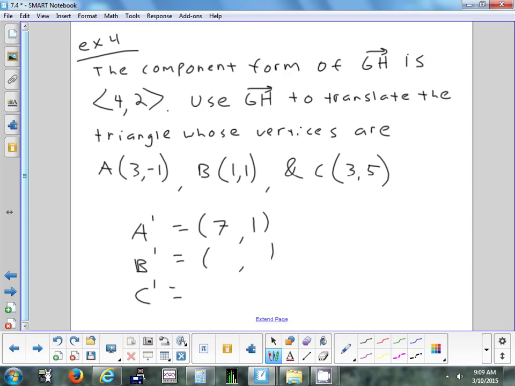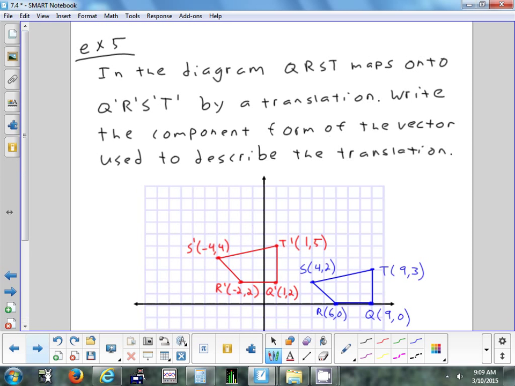Okay, how about B prime? Ariel, where would B prime be? (5, 3). Yeah, go 4 units to the right, and then go 2 units up. Okay, and C prime, go 4 units right, be at 7, and 2 units up. Any question on that? All right, and let's see, our last one.